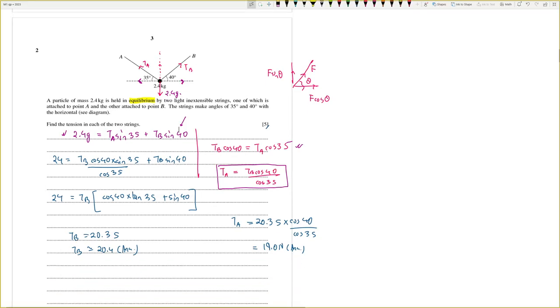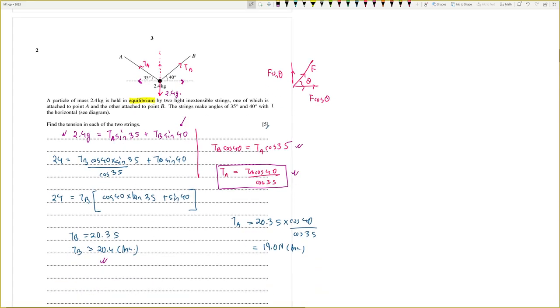Now if you do the working, if you use the calculator properly, you will get an answer of TB equal to 20.4 rounded to three significant figures. Now if you input that back into this equation over here, you are going to get a final answer of 19.0. If you input the calculator answer of TB into this box over here, you will get 19.0. So that's that for question 2. Pretty straightforward, just resolving components. Can't get easier than this.